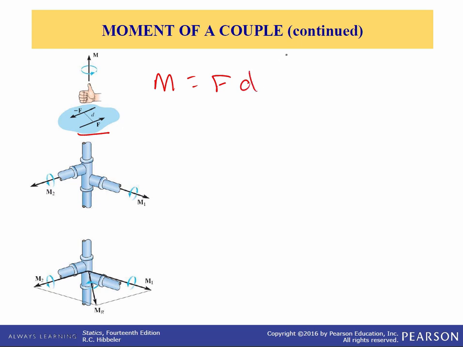Now, in the scalar formulation, the moment of a couple, as you see here, is equal to the force times the perpendicular distance between the two forces. And this is a scalar, right? It has no direction.